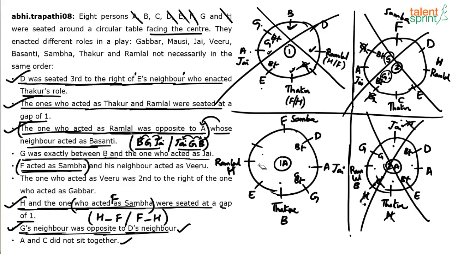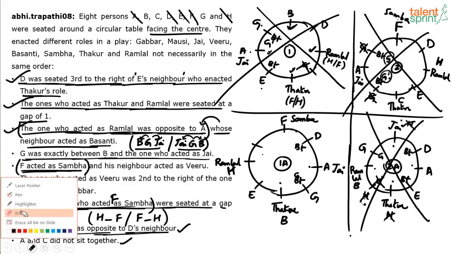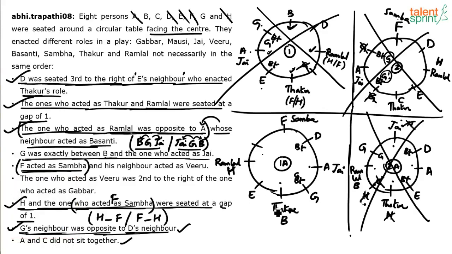Right? Now who is left out? We have fixed B also, and we have fixed G. So the only person left out is C, and C has to come in this position. Done. So with respect to persons, it is done: A, B, C, D, E, F, G and H. Only roles are left out. So find out about roles.